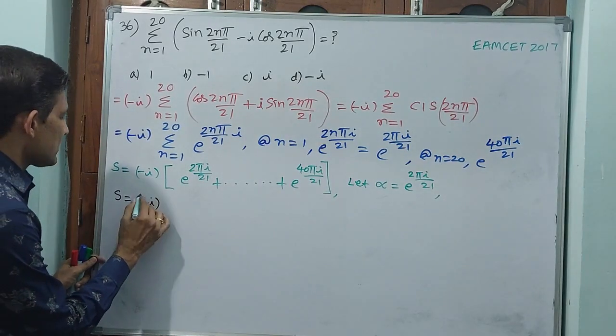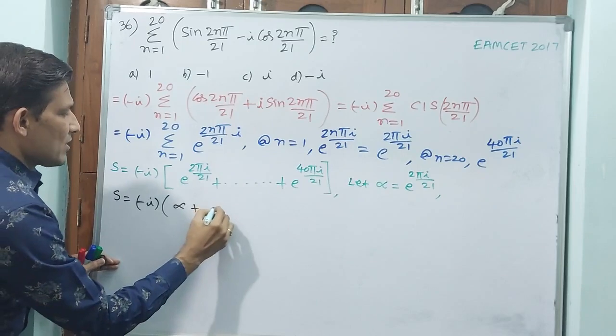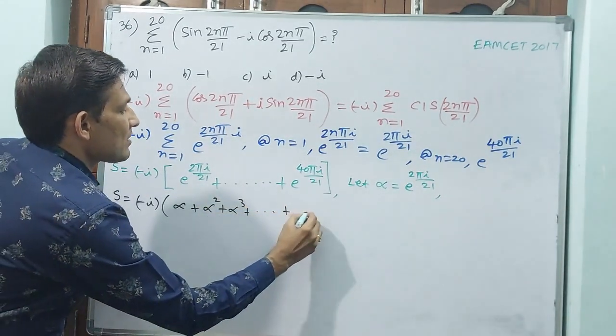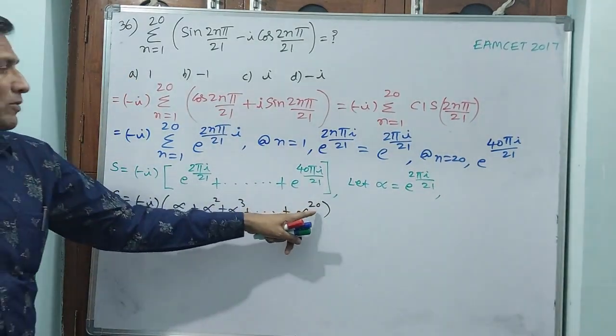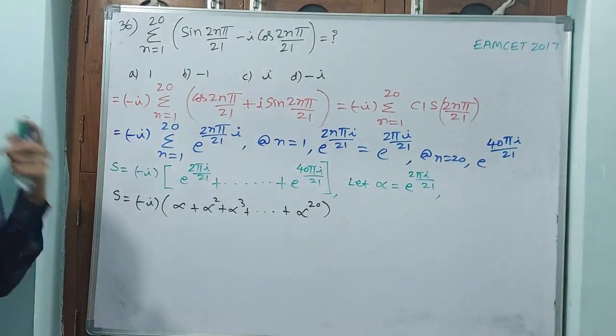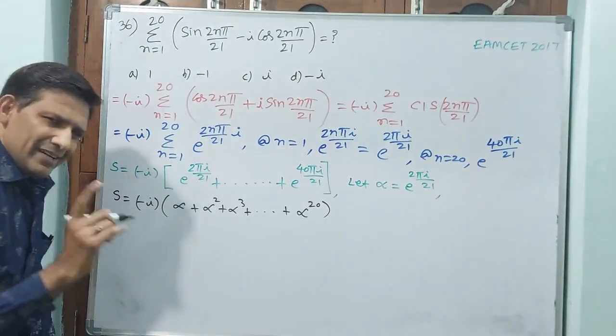You see, minus I into e power 2 pi is alpha plus alpha square plus alpha cube plus alpha to the power of 20. If you keep alpha to the power of 20, automatically 20 into 2, 40 pi I only it is going to become. Okay. The same thing we have. Okay. Now you see, like last question only.